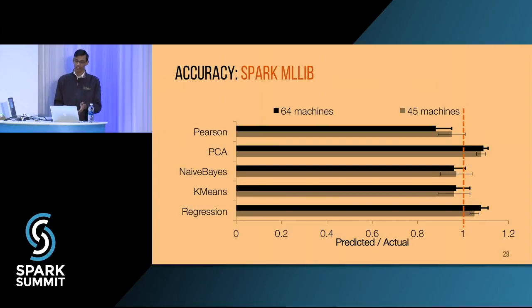We see similar patterns on a number of different MLlib algorithms as well, including k-means, regression, naive Bayes, and so on. These are the actual versus predicted values, where 1.0 means that we are exactly accurate, 0.8 means that the prediction was lower by 20%, and 1.1 means it was higher by 10%.